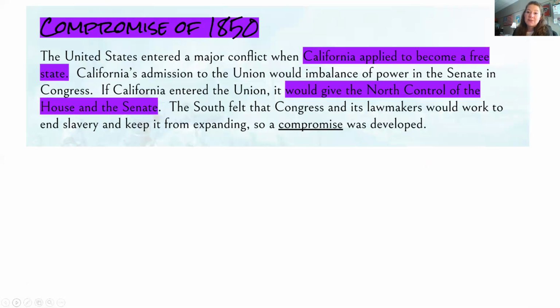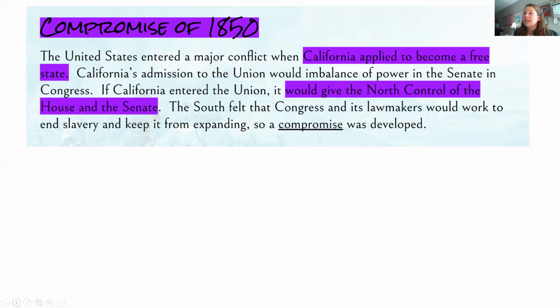Well, in 1850, we had to have another compromise. So in 1850, the gold rush had happened. California had enough people to become a state. California's admission to the Union would once again imbalance the power in the Senate and in Congress. If California entered the Union, it would give the North control of the House and the Senate.